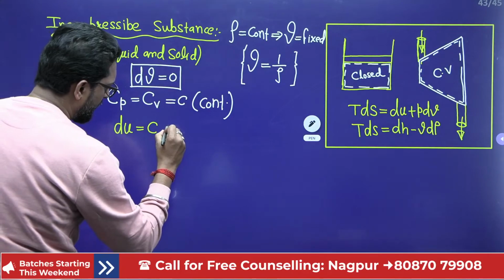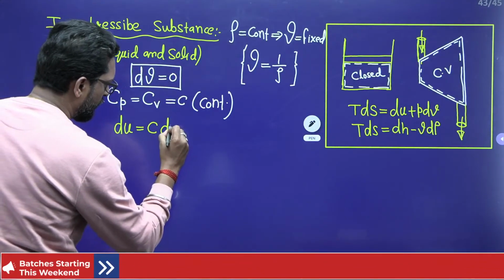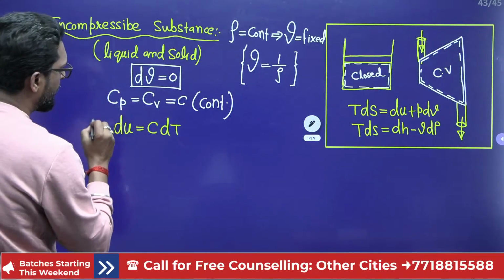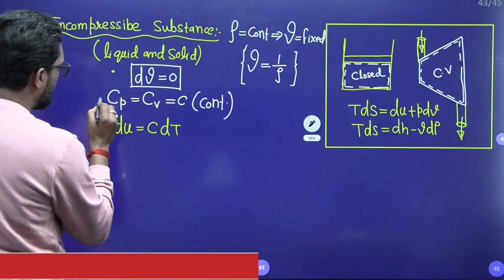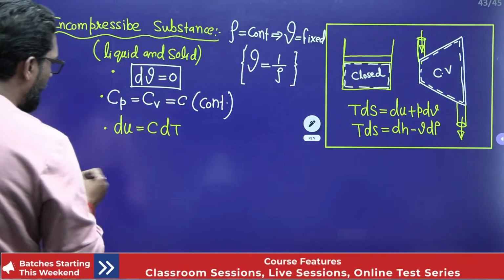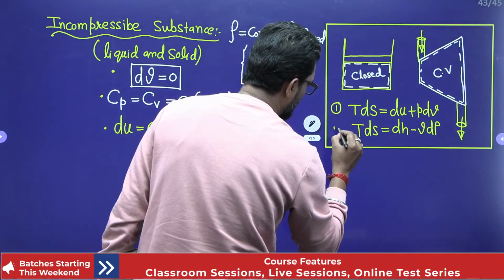C into delta T, yes, C dT, d into T. Why? Because this is not Cv, yes, Cp, this is constant. So we can write. So this is first observation, this is the second observation, and this is third observation. Now we can apply the first TdS equation and the second TdS equation.